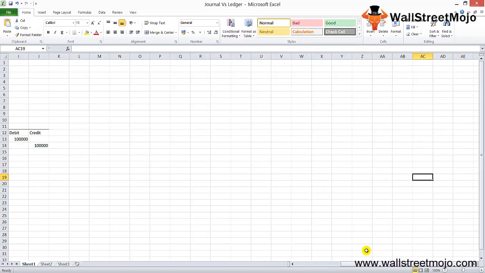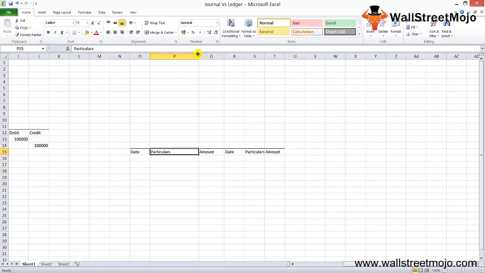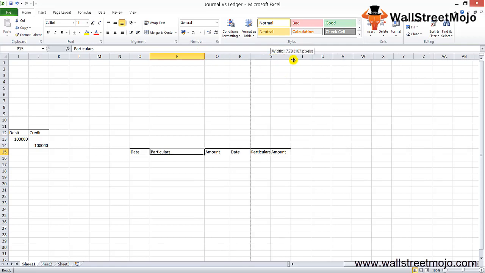Now in case of ledger, it's in the T format, as I told you, and both columns will be expanded. There will be one more column over here for the date. Then this will be the particulars, and there will be the amount over here. The same goes for the next side. And let's create a line over here. So this is how it is supposed to look: the amount, the particulars, and the date.